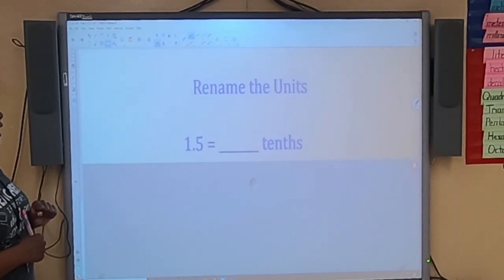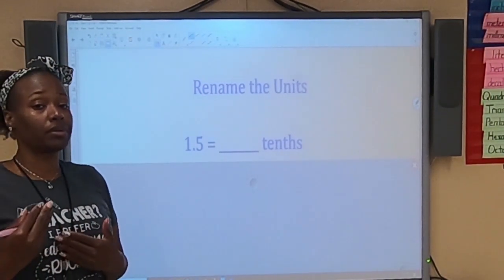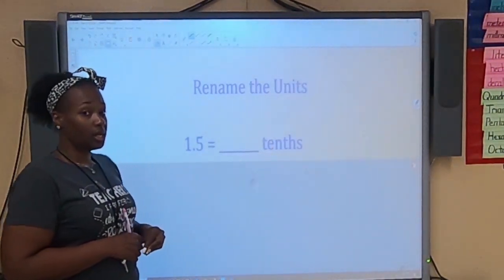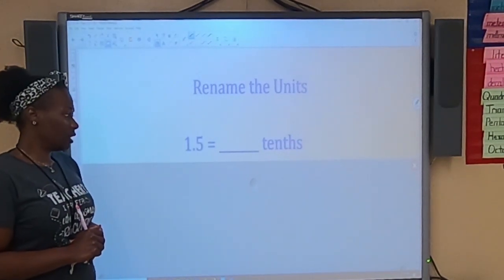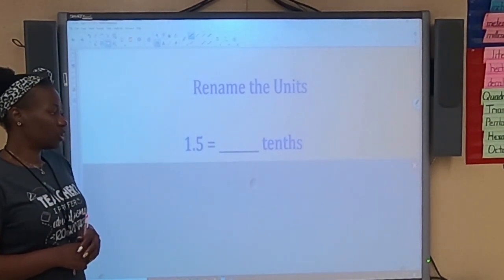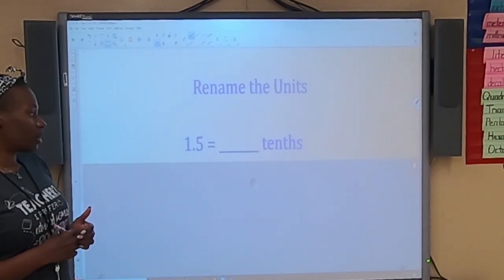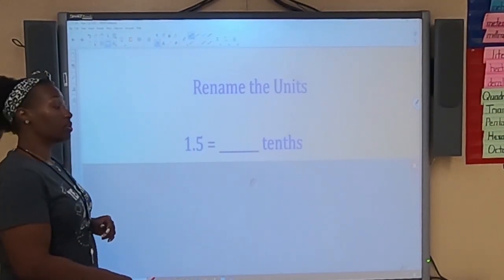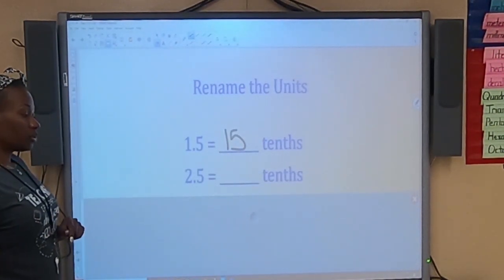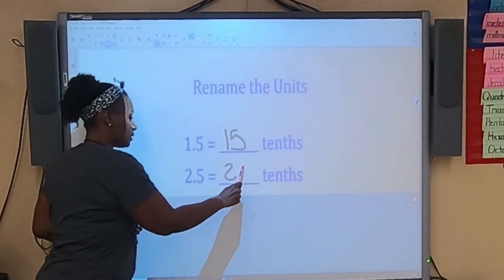Okay. Our next fluency is to rename the units. Notice they gave us standard form, and we're simply renaming it and saying it in unit form. Unit form is going to be the number in the unit. So think about it. If the number is missing, but they gave you the unit, you should quickly know what number should go in that blank. So if I have 1 and 5 tenths, I know that equals 15 tenths. 2 and 5 tenths equals 25 tenths.